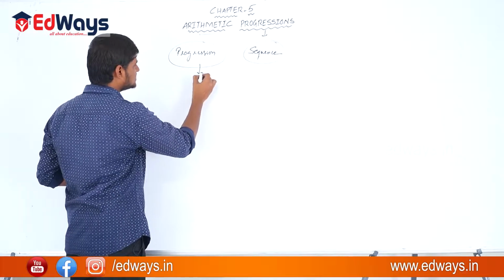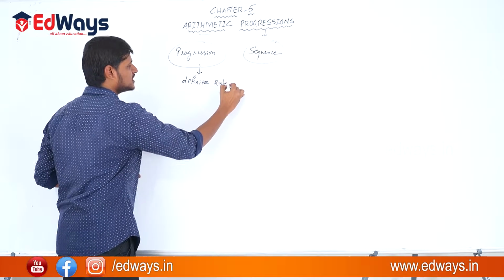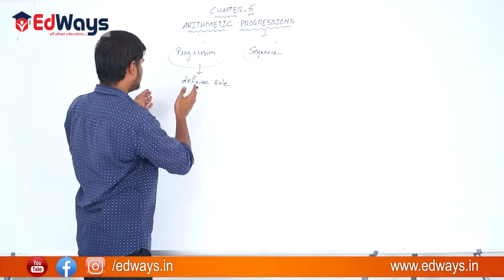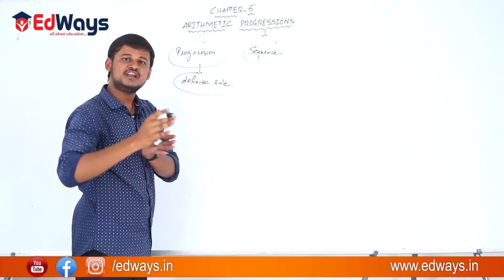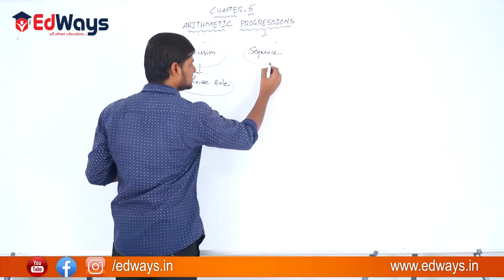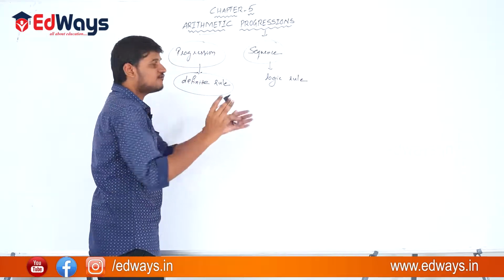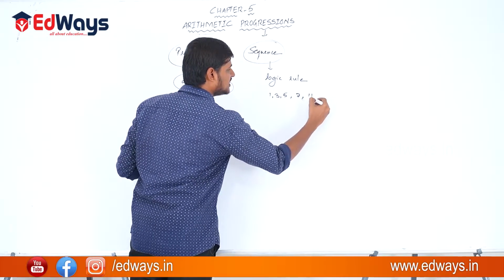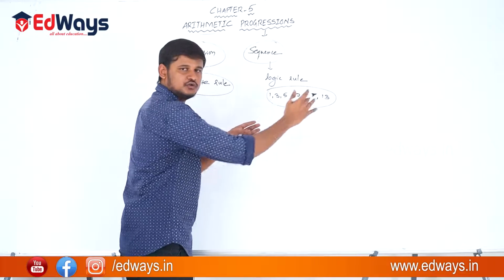A progression has a definite rule. A definite rule means a way to find any term of that progression. Progression means a set of numbers. A sequence is also a set of numbers, but a progression will have a definite rule, some formula to find a certain number, whereas a sequence just follows a logic rule. Take the set of prime numbers, 2, 3, 5, 7, 11, 13. There is no general formula for that, just a logic rule.